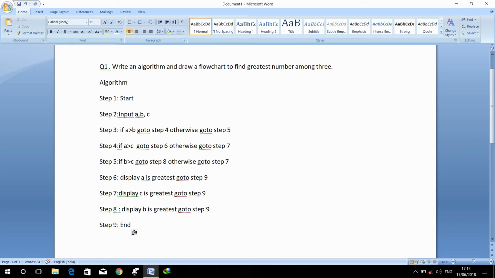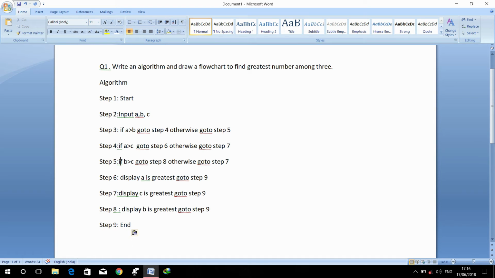Now take a look at the other side, where A is not greater than B. In step number 3, A is not greater than B, so this condition is false. So it goes to step number 5. Okay, it goes to step number 5. It does not go to step number 4. It directly goes to step number 5.